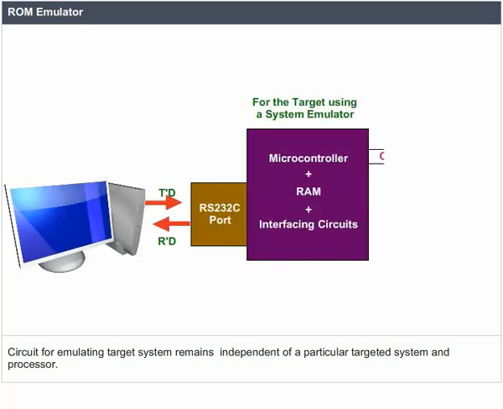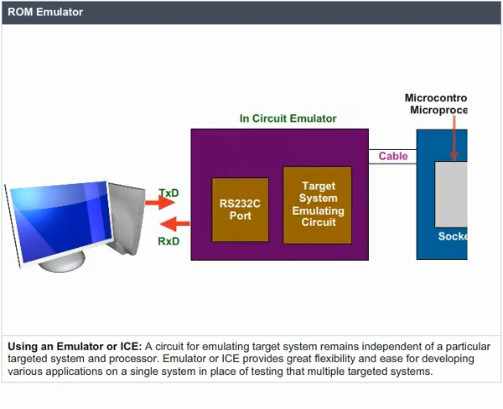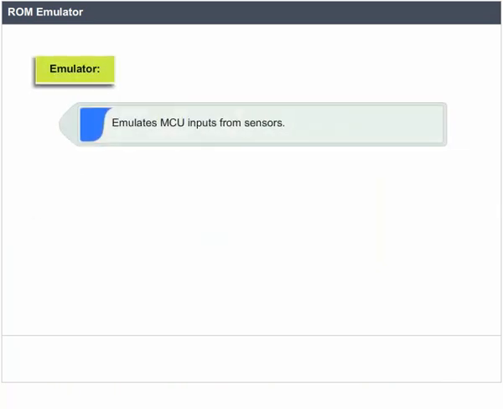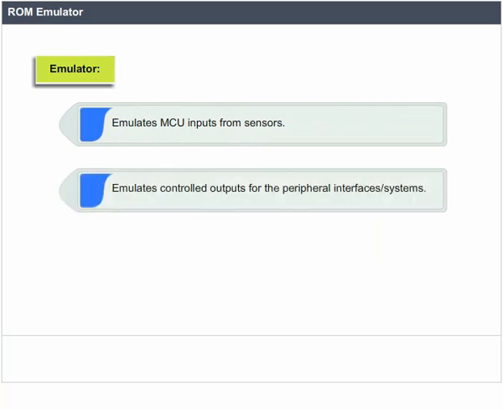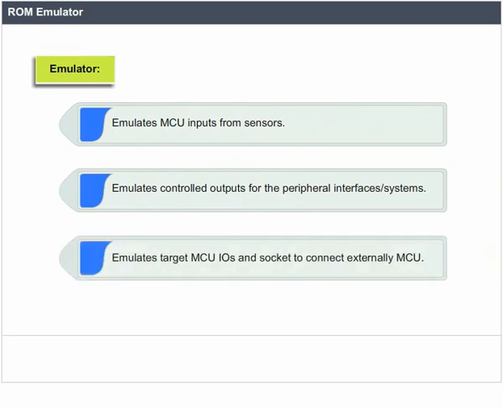ROM emulator. A circuit for emulating a target system remains independent of a particular targeted system and processor using an emulator or ICE. Emulator or ICE provides great flexibility and ease for developing various applications on a single system in place of testing multiple targeted systems. The emulator emulates MCU inputs from sensors, emulates controlled outputs for the peripheral interfaces or systems, emulates the target MCU's inputs and outputs, and has a socket to connect an external MCU.